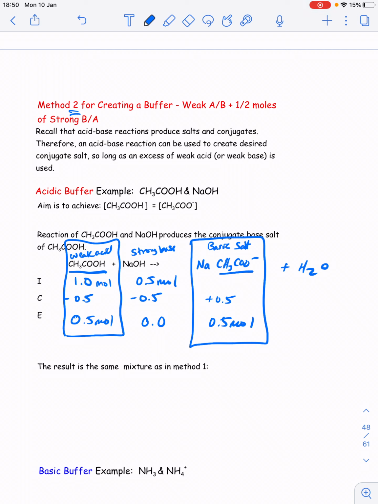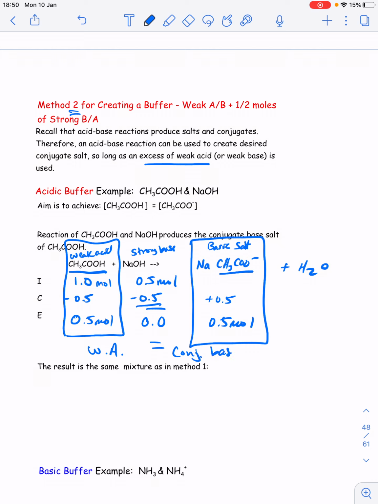So this method was we use an excess of something weak, so excess of weak acid, and then we add a limiting amount of strong base. And the best amount that you could add would be exactly half the amount that you had of the weak one. If you add exactly half, like I did in this instance, we end up with exactly equal amounts of weak acid and conjugate base.